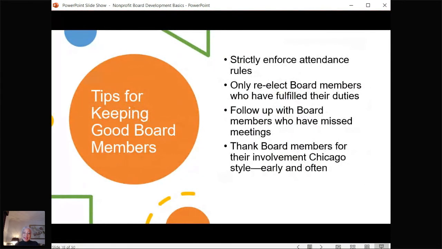You want to strictly enforce attendance rules and make sure that those attendance rules are in your bylaws, right? And the reason why I say that is because you can get to a point where attendance becomes so low that you can't transact business because you don't have a quorum, right? And that could be very, very dangerous. You want to follow up with board members who have missed meetings, and you want to thank board members for their involvement. Do it the Chicago way, early and often.